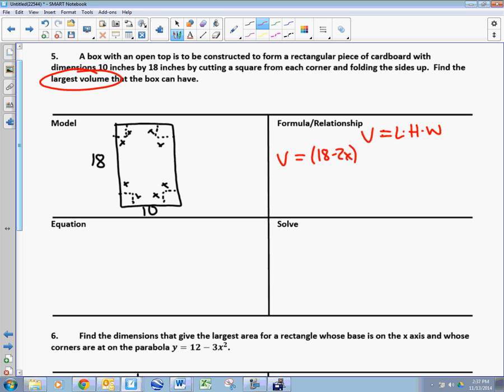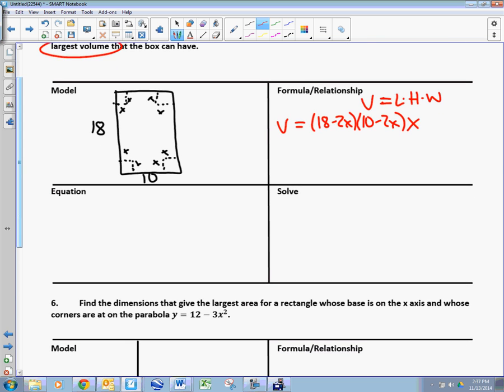Now, look at the width. What is the width right now? And when I cut off the corners, 10 minus 2x. And when I fold up the corner, how high will it be? X. Because when I cut these off, I'm going to fold it right there, and it will fold up this height of x. Okay? So therefore, I have volume in terms of x is equal to, let's FOIL this out.